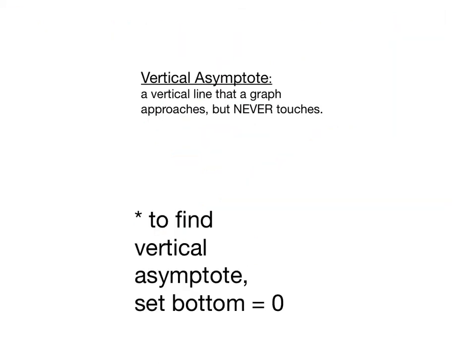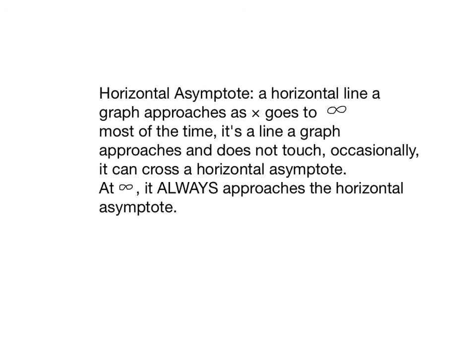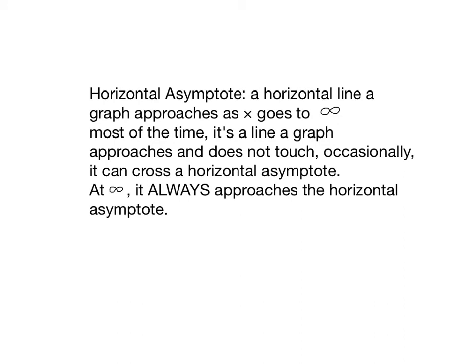Now, the next slide, this is telling you how to find the vertical asymptote. Again, set the bottom or the denominator equal to 0. You're going to get x equals, and that will give you your vertical asymptote. The vertical asymptote is a vertical line that your graph will approach, but it will never cross. The horizontal asymptote is a horizontal line that as your graph approaches infinity, most of the time the graph will approach it, never cross it. There will be the occasional time that it will cross it, okay? But it will never cross a vertical asymptote.